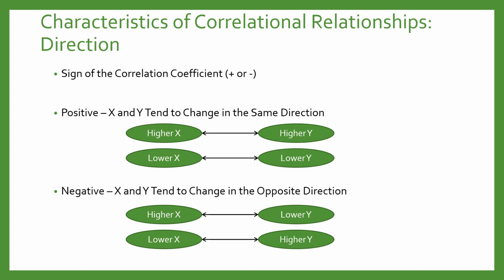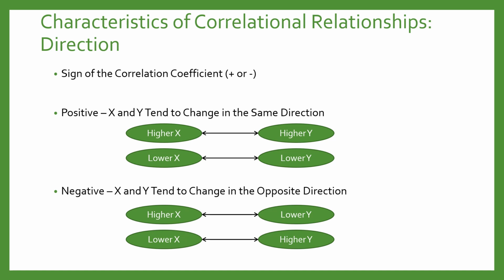So again, if X and Y tend to, right, not change, it's not causal, but if they tend to change in the same direction, where higher X's correspond to higher Y's, or lower X's correspond to lower Y's, then the relationship is positive. So for example, food intake and weight, or study time and quiz grades. The more you eat, the more you weigh. The less you eat, the less you weigh. Hopefully, the more you study, the better your grades are, and the less you study, the worse your grades are.